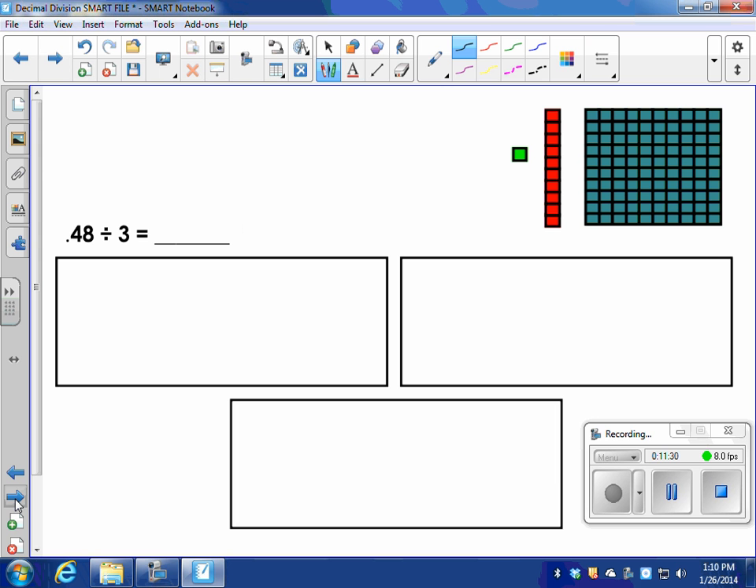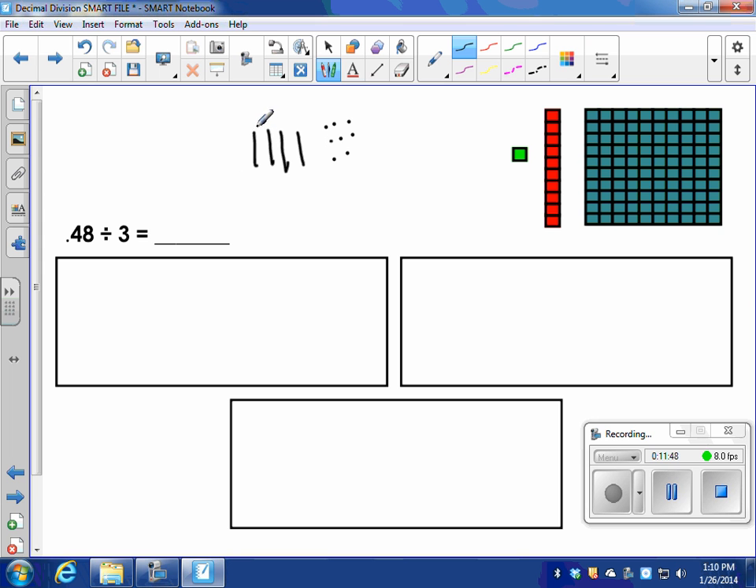Here's another one. Go ahead and try it and press pause. And when you're ready to check your answer, press play. So here I have 48 hundredths divided by 3. So 1, 2, 3, 4 tenths, and then 1, 2, 3, 4, 5, 6, 7, 8 hundredths.